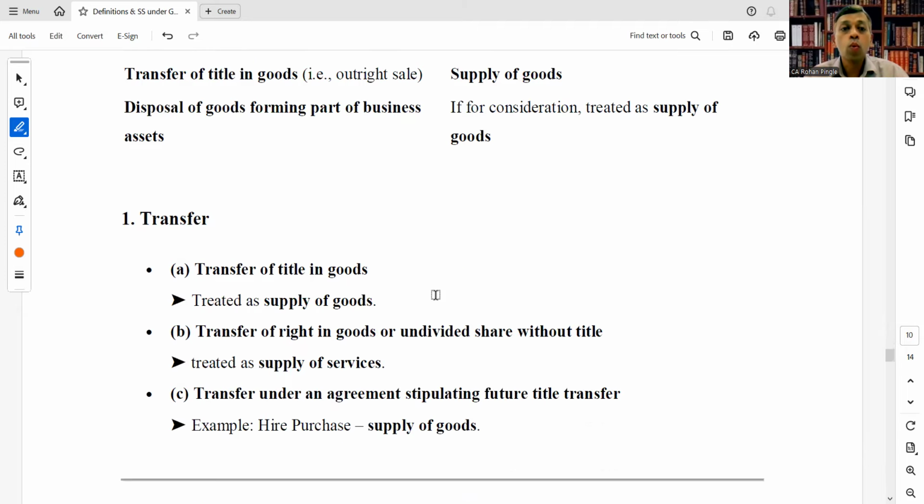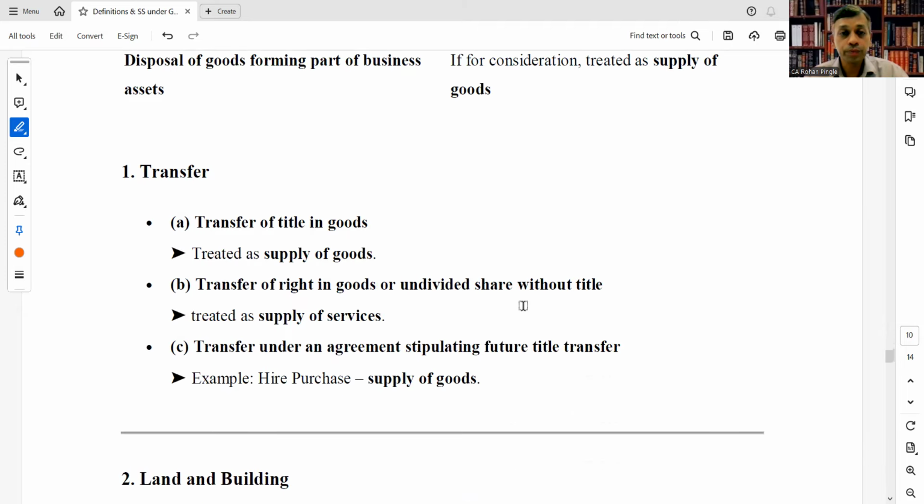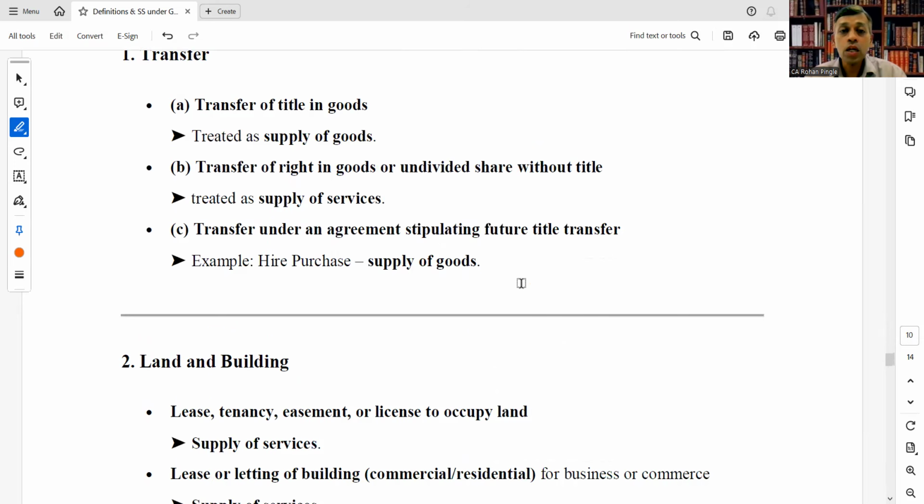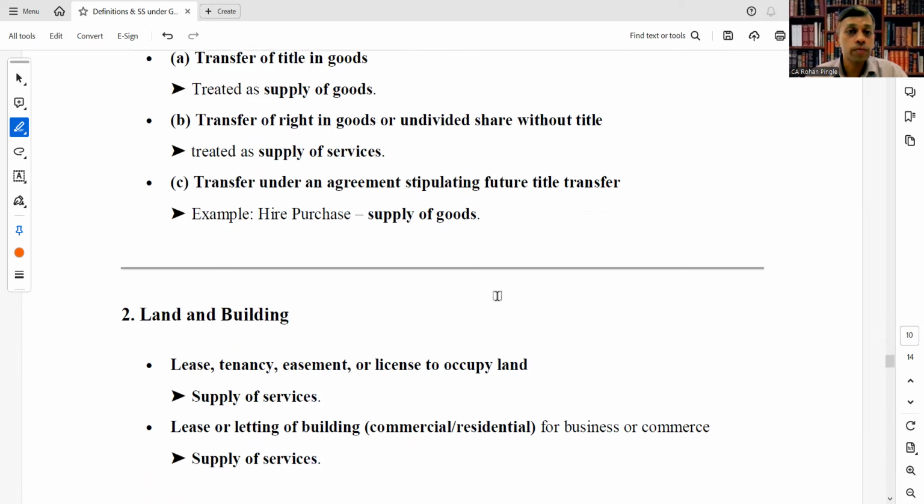Let's see what is transfer under this. Transfer of title in goods is treated as a supply of goods. Transfer of right in goods or an undivided share without title is treated as a supply of services. Transfer under an agreement stipulating future title transfer, for example hire purchase, is a supply of goods.